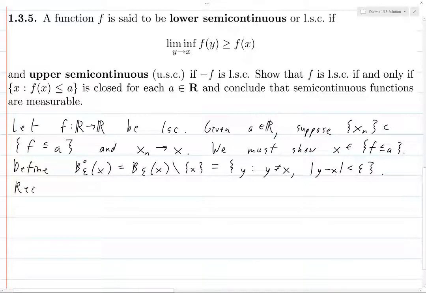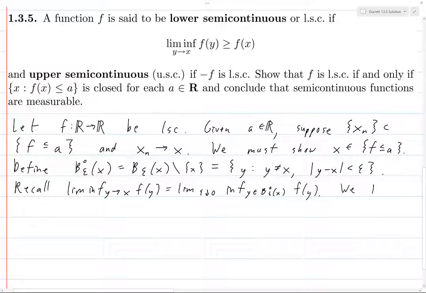Okay, so why have I defined this? Recall that the lim inf is usually defined as n goes to infinity. If we define it as y goes to x, recall that this definition of the lim inf of f(y) is just the limit as epsilon decreases to 0 of the infimum over all points y in this punctured ball of radius epsilon of f(y).